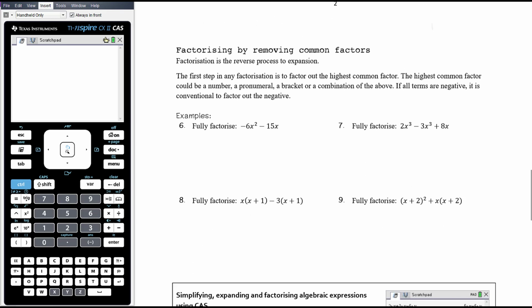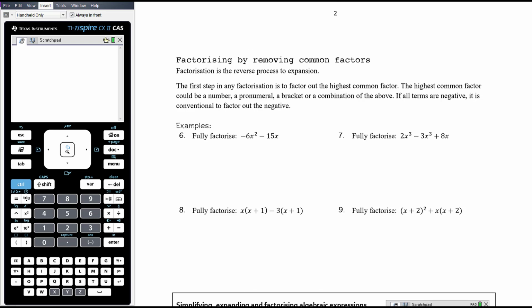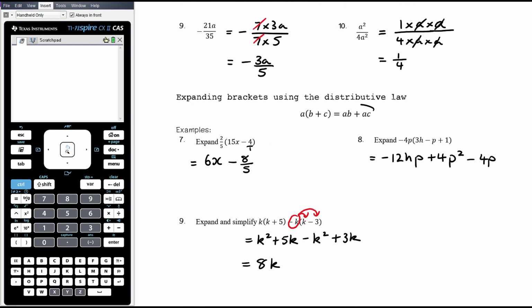Alright, the last algebraic technique we want to review in this video is factorising by removing common factors. Factorisation is the reverse process to expansion, so we're essentially taking something of this form and going back to this form. That's the process of factorisation. So expanding, going in this direction, factorising, going in this direction.